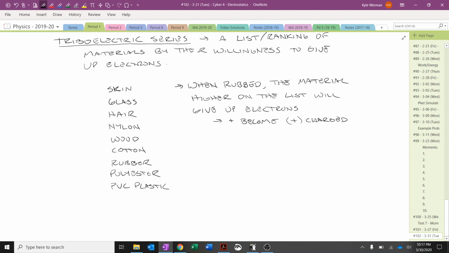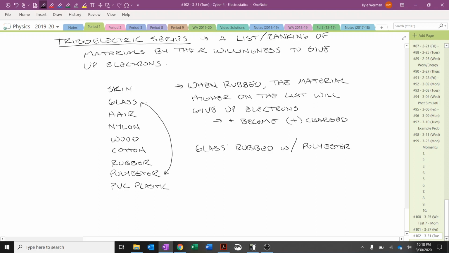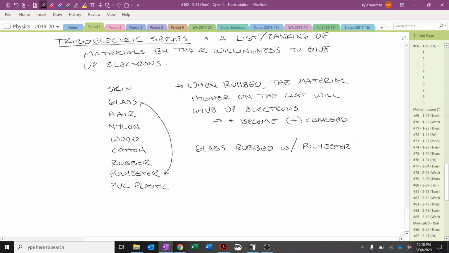All right, so for example, like he did in the video, we saw he took that glass tube and he rubbed it with a cloth. Like he had a polyester cloth that he rubbed on the glass tube. All right, so if we took glass rubbed with polyester, well, based on where they're located on the list, we know that the glass will lose electrons. The glass will give electrons to the polyester.